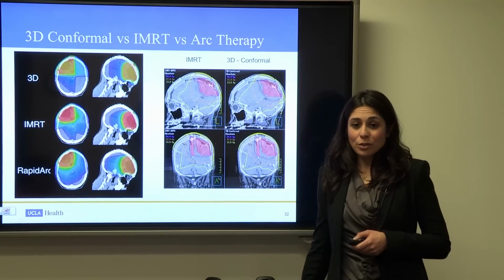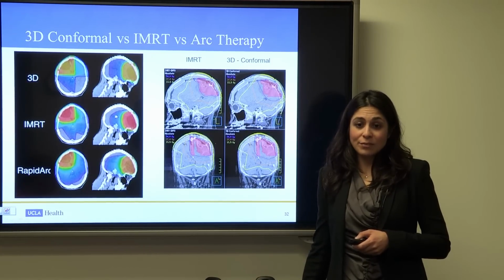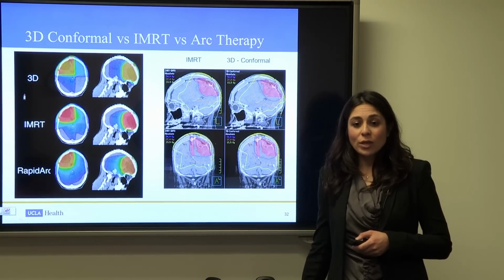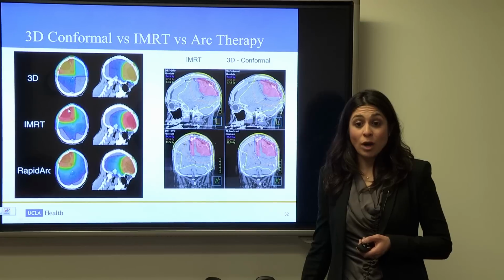Again, here's an example of comparing various plans. In this left side, you have 3D IMRT and then rapid arc IMRT. And what we look at as physicians is we look and see how well the dose that we want hugs the tumor and how little the normal part of the brain gets any scattered dose. And so we do a comparison.